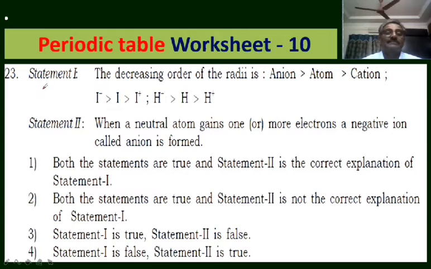Next, 23rd question. Statement 1. The decreasing order of radii is anion greater than atom greater than cation. That is I minus greater than I greater than I plus, or H minus greater than H greater than H plus. This is true. Second statement. When a neutral atom gains one or more electrons, the negative ion called anion is formed. This is also true. This is not the reason for the first one. So both the statements are true, and statement 2 is not the correct explanation of statement 1.